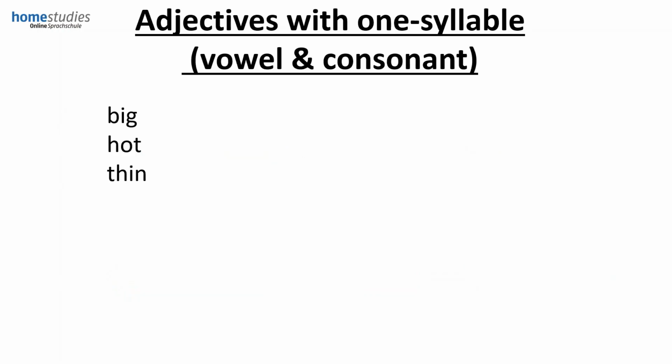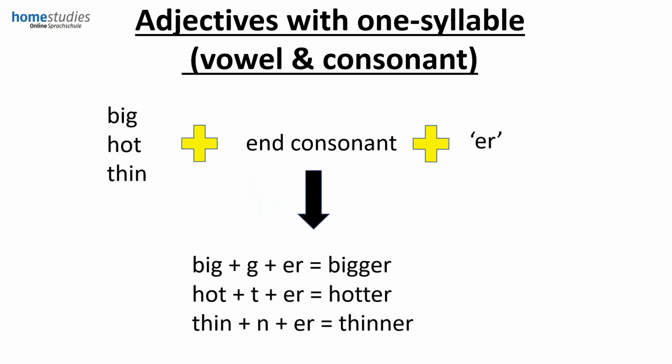Now, adjectives with one syllable with a vowel and consonant, we will double the end consonant and add er. So here we've got the adjectives big, hot and thin. So big would become bigger, hot, hotter, thin, thinner.